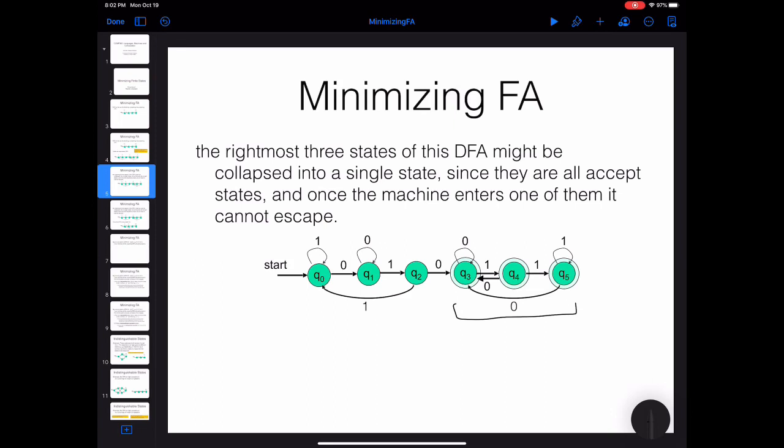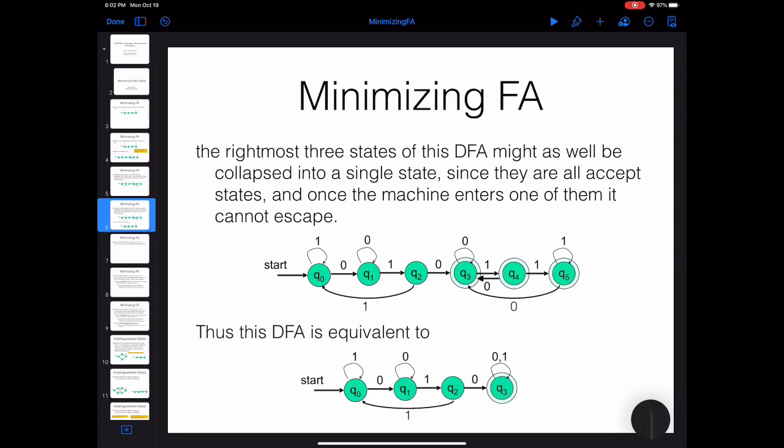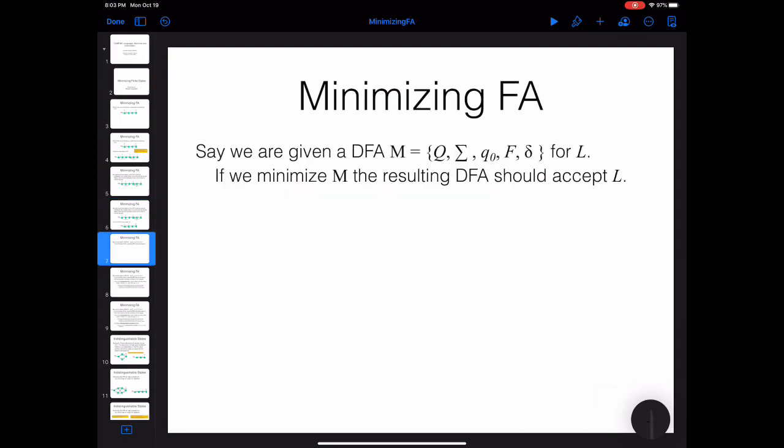Instead of having 3 different accepting states, I can merge all of them and have an equivalent DFA like the one that I have in the bottom, in which all of these 3 states have been collapsed and merged into only one state. When you reach this final state, you will stay at this final state. So the idea of minimizing DFAs comes exactly from this idea that we try to find all of those states that can be merged.